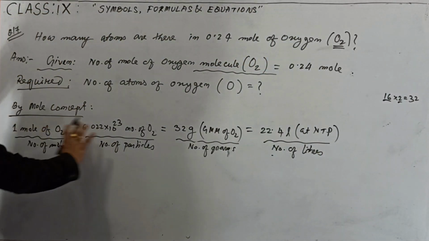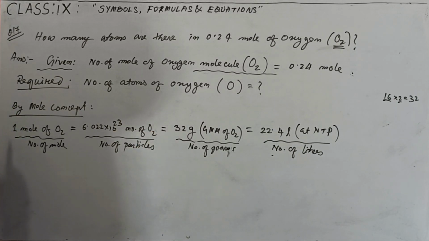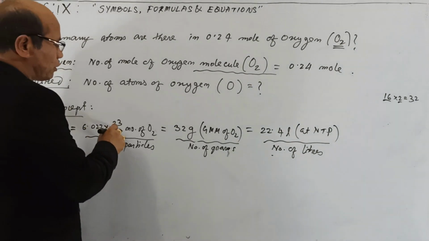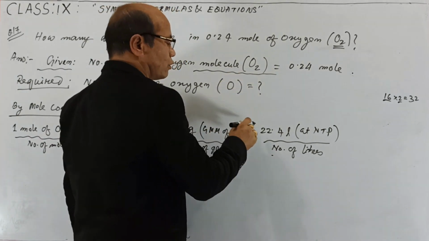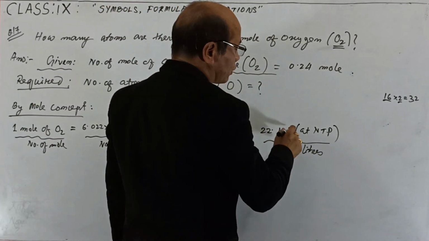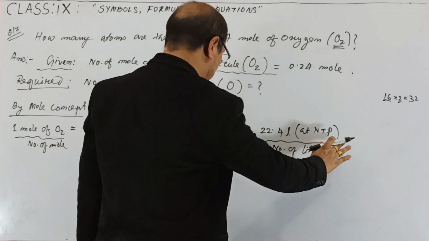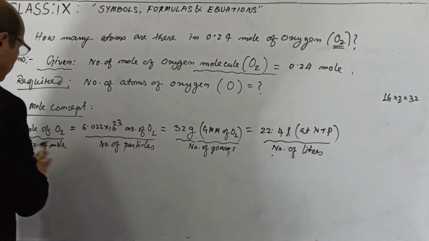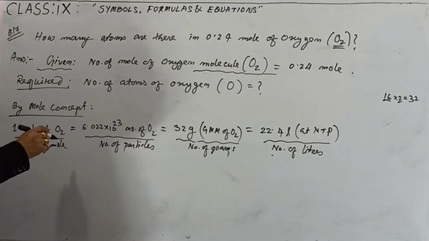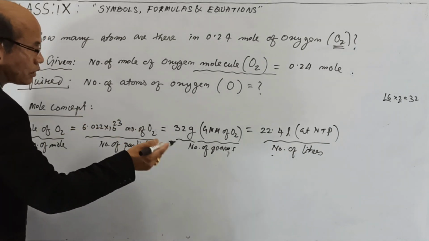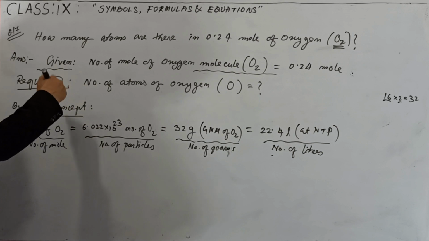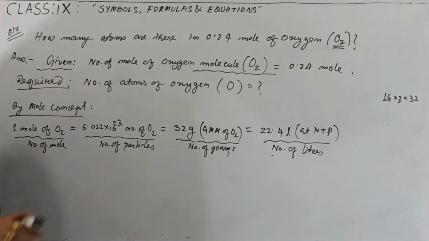I am showing the full picture of the mole concept here, and we apply that mole concept to the oxygen molecule. So I am writing here: 1 mole of oxygen molecule is equal to 6.022 into 10 to the power 23 oxygen molecules, which is equal to 32 gram of oxygen molecule, which is also equal to 22.4 liter of oxygen molecule at NTP. The relations that correlate number of moles, number of particles, number of grams and number of liters are called the mole concept. But look, according to our question, we do not need all these things.